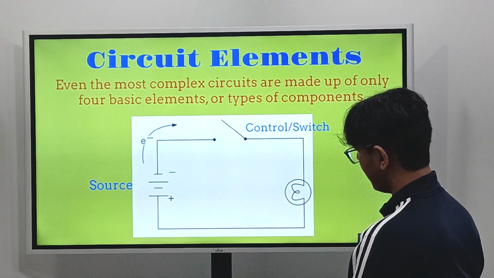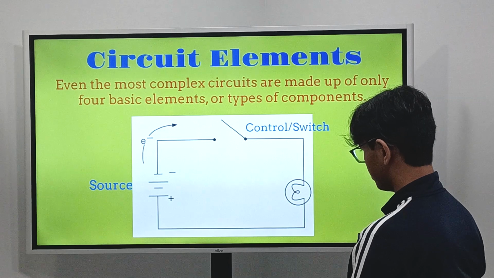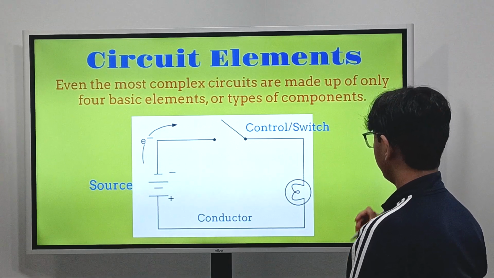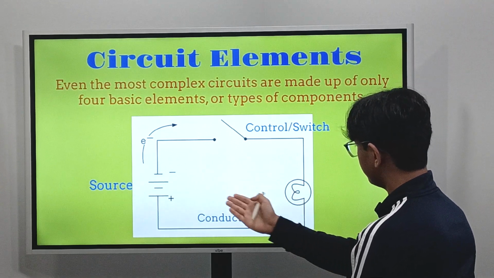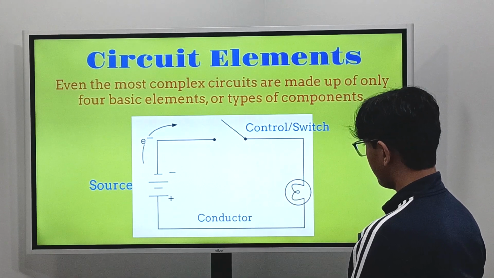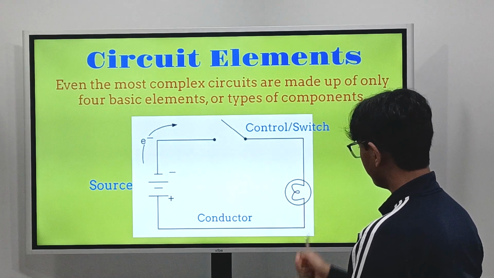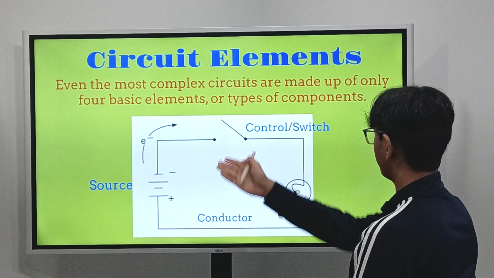The second most important component is the source. In this example, we have the battery. Sometimes it could be a cell or other types of battery source. The third one is the conductor, which is basically the wire that connects everything. The most common type of conductor is copper wire, but there are also many different metals that you can use as conductor for the wire.